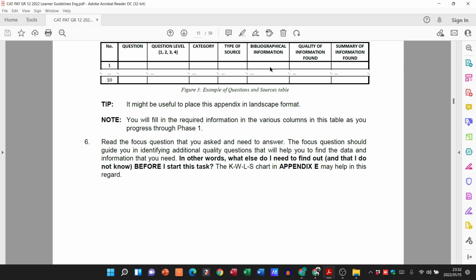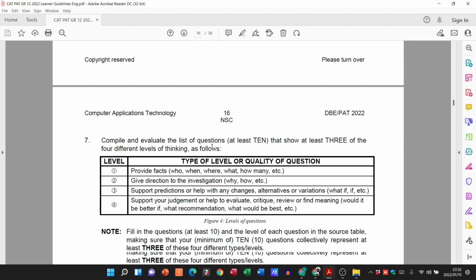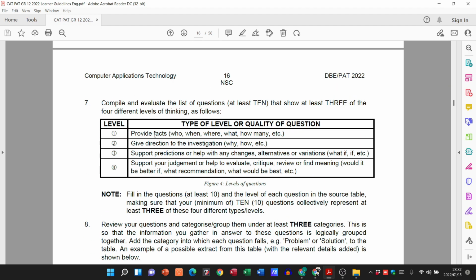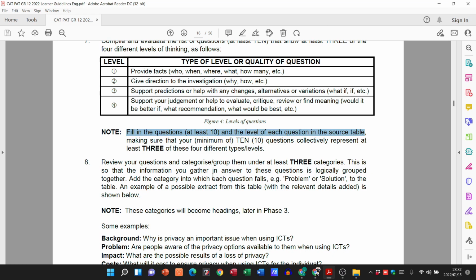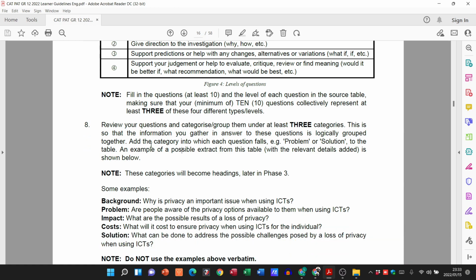Okay. Your biographical information, I think they do give you some more details. There you see the levels of questions, right? 1, 2, 3, and 4. So you can go through that when you are putting your questions together. Fill in at least 10 questions and the level of each question in that source table, the one that I showed you up here. And you need 3 different levels there as well. So with your 10 questions, you can have like 8 on one level and then 1 on another one and 1 on a different level, so that you comply with this. Okay.